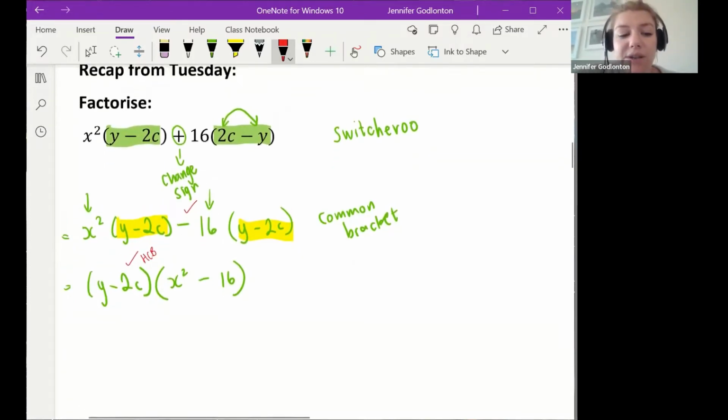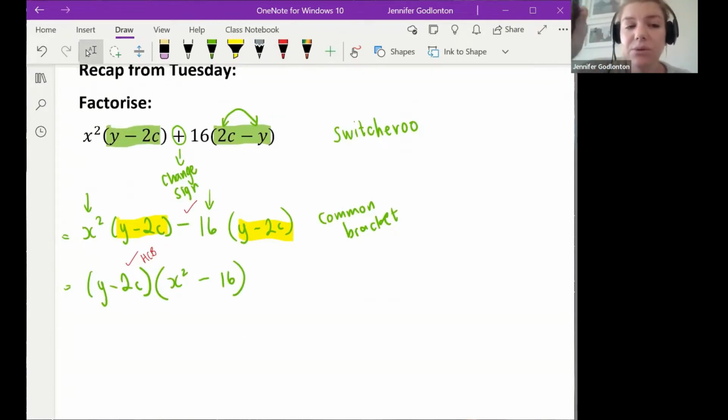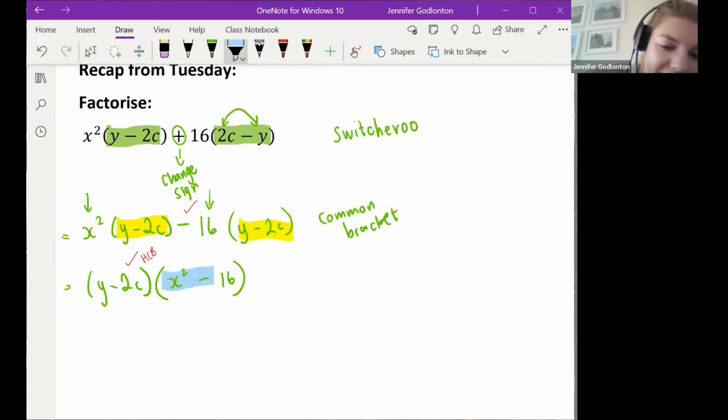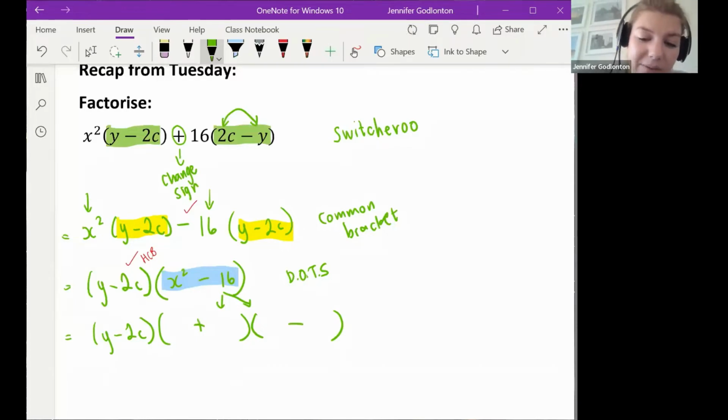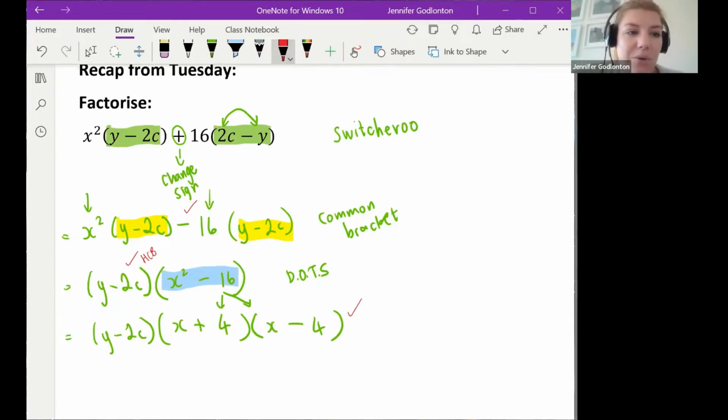Now remember, these questions in your test, they will say factorize fully. And the important word there is fully. And the fully is saying that we need to factorize it until we can't factorize it anymore. So if we have a look at this part over here, there is still something more I can do. I can do difference of 2 squares. So we'll have our y minus 2c over here. Then over here, we'll have our difference of 2 squares. So that's going to become 2 brackets. We have a plus, we have a minus. The square root of x squared is x, and that's going to go at the beginning of both of our brackets, and the square root of 16 is 4. And that's going to go at the end of our 2 brackets. And that would be our third mark.